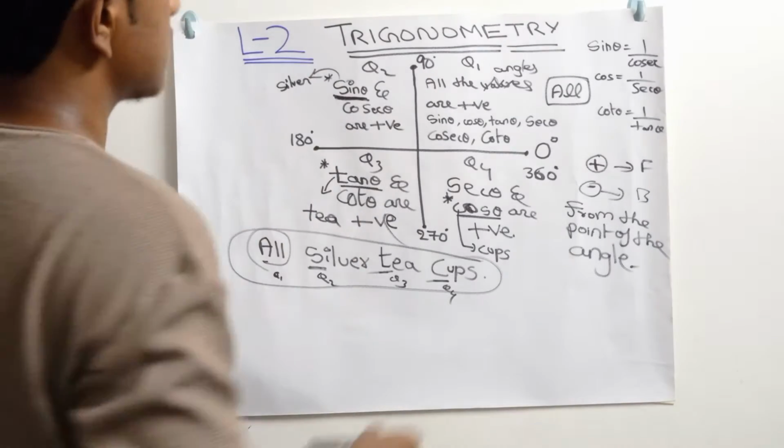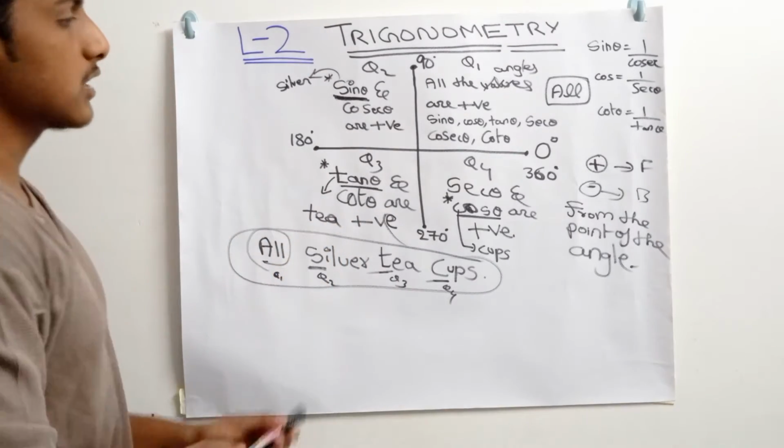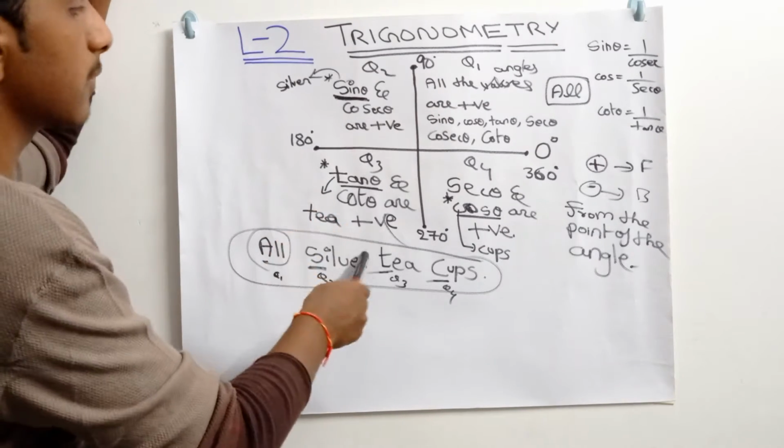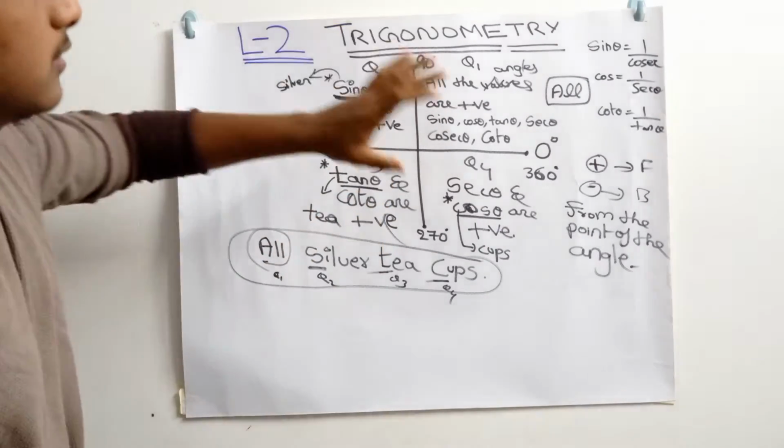Guys, note it down, this is really very important. After this we'll move to the identities. I'll leave the board for 2 to 3 minutes. First copy and try to learn in this time.